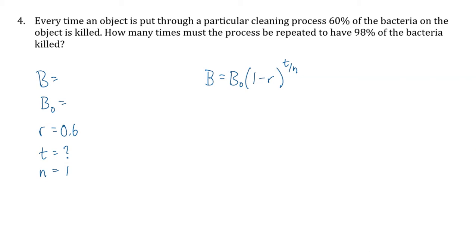B and B naught. What are these? Would B be 98? Is B 98? So is that how much we have left at the end? Because that's what B is supposed to be. 2%. Oh, 2%. So this is, again, a percentage one, right? So we don't know what the actual starting amount is. But if I said the starting amount was 100, wouldn't the final amount be 2?